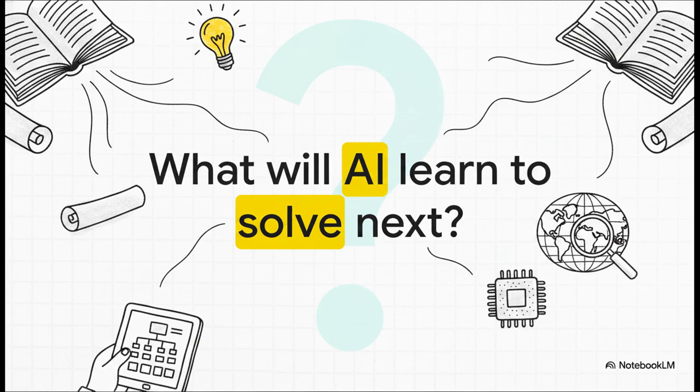Which leaves us with a pretty fascinating question to chew on for our final slide. If RAG is giving AI access to the entire real-world knowledge base, letting it instantly read, comprehend, and cite any document we hook it up to, what is it going to learn to solve next? Think about the possibilities when you combine absolute factual accuracy with artificial intelligence. It is, without a doubt, going to change everything.